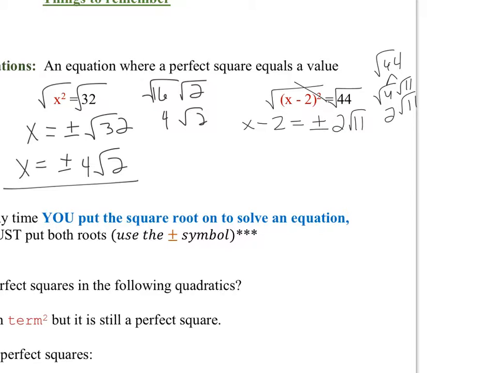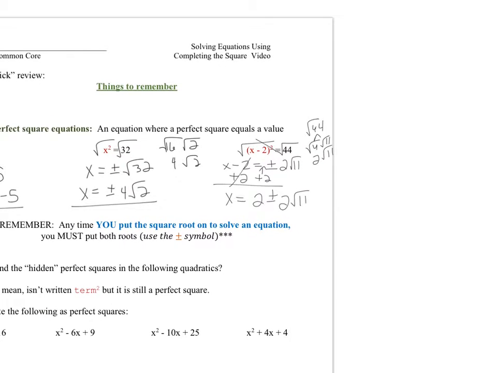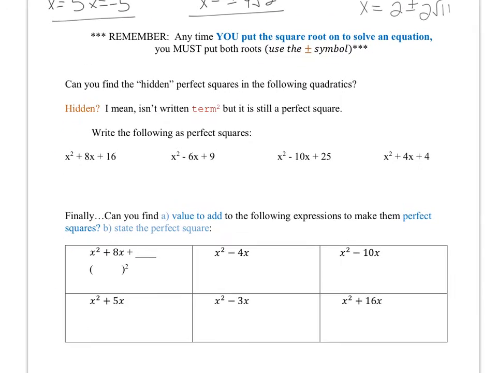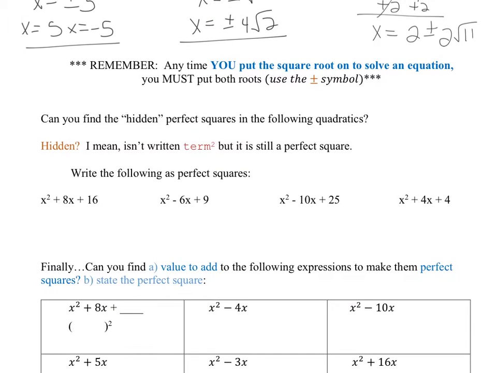Okay, so that means x minus 2. I don't need x minus 2, I need x, so I have to add my 2. We put the 2 right in front. It's 2 plus or minus 2 radical 11. So that's still a perfect square. It's still a lot easier than doing it any other way, but that's solving. So if you know how to do that, solving, completing the square isn't too bad. Remember, you do have to put that plus or minus symbol the moment you put that square root on.